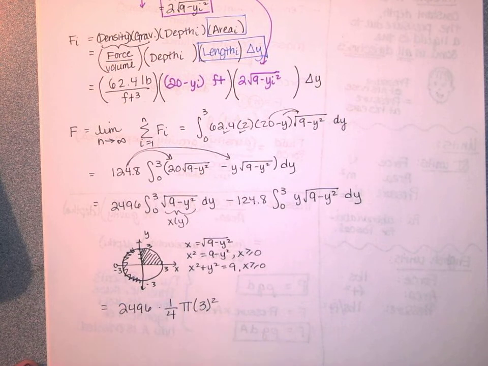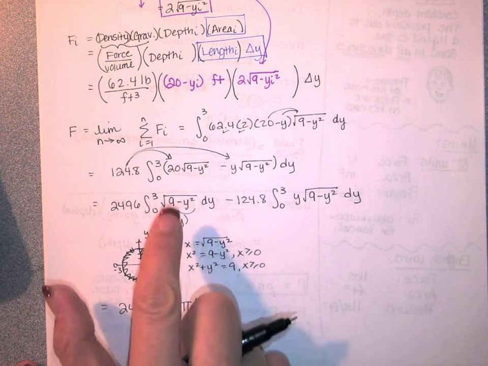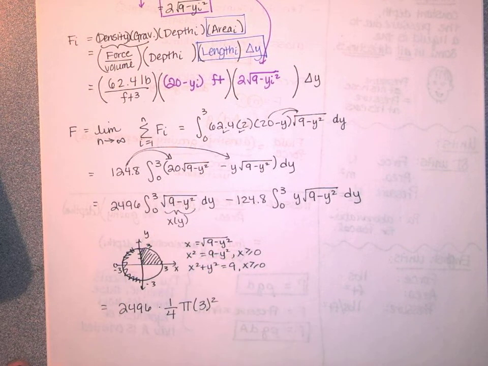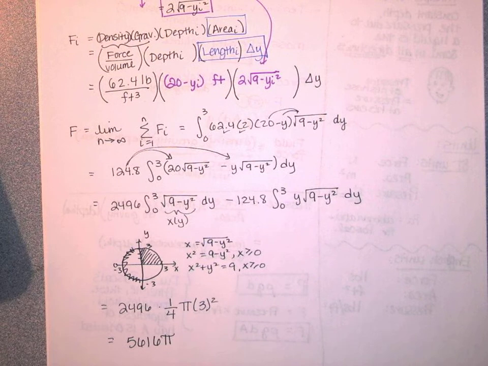Now, if we had done the trigonometric substitution and evaluated that integral, we would eventually get this for the area of that region, and then we'd multiply it by that. But this is much easier. If you can think of that as part of a circle, it simplifies your calculations a lot. So when I take this number and divide by 4, and then I multiply by 9, I get 5616 times pi. Okay, so that's that first part.